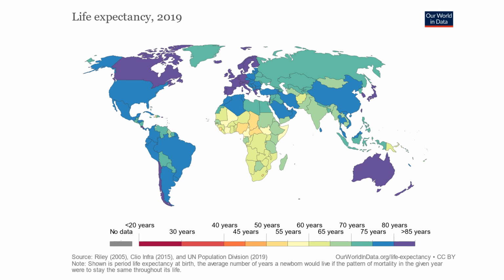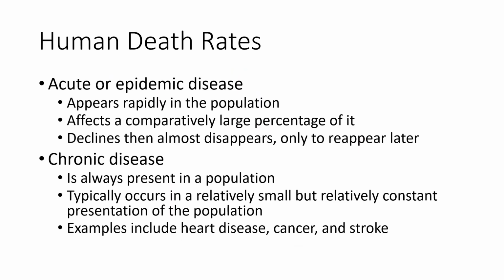And moving into life expectancy, this is a map of the life expectancy in 2019. You can see that the developing countries have a much lower life expectancy than the developed countries. And so when we look at death rates, obviously we're going to look at disease, and we can really categorize disease in one of two groups, right? One is acute or epidemic disease. So a disease that appears rapidly in the population and affects a large percent of the population, and then will decline and almost disappear, and then can reappear later.